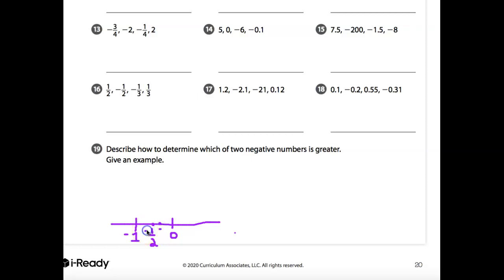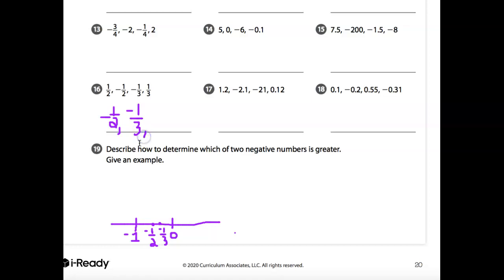This is -1/3. So now we can look at this and decide which is smallest, -1/2 or -1/3. Which one is farther from 0? So -1/2 is smallest. Then we've got -1/3.